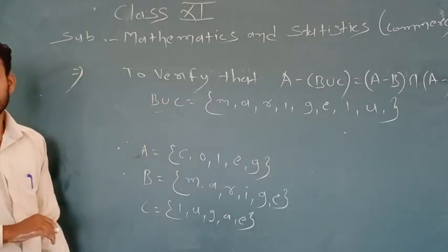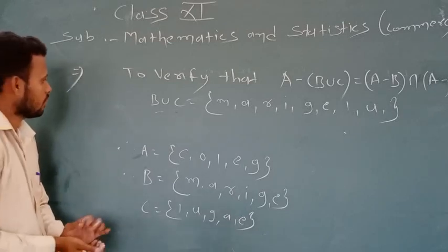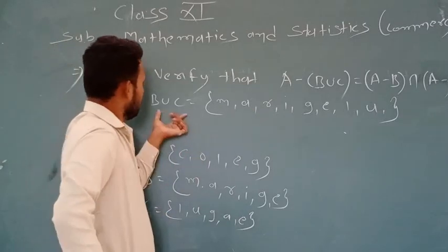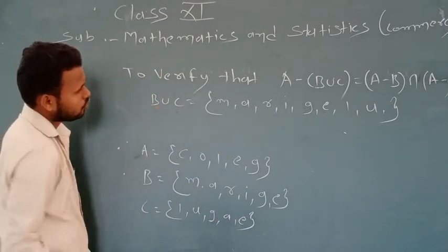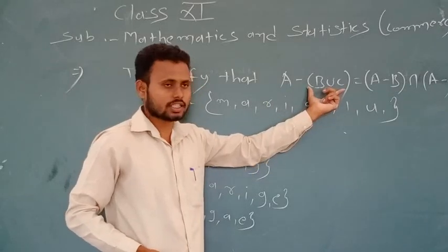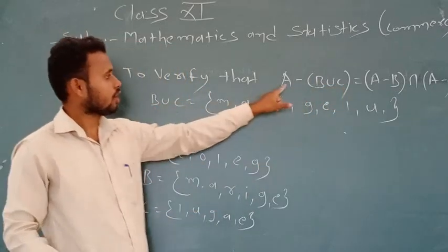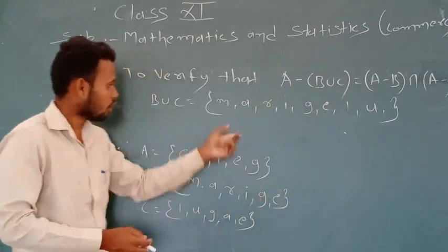Half of the example is done. What to do? We get B union C here. Now for the LHS we can take A minus B union C. We have B union C. Now we take this value of the left hand side, A minus B union C.